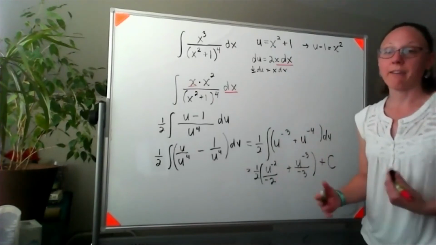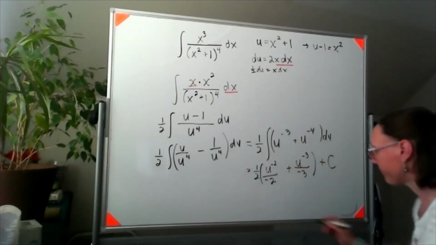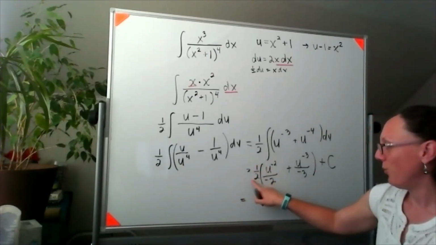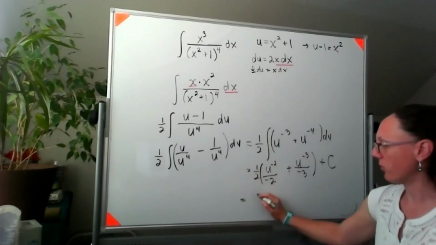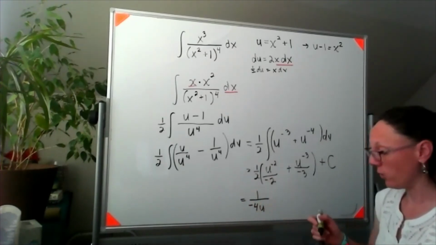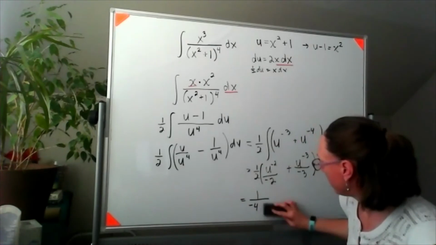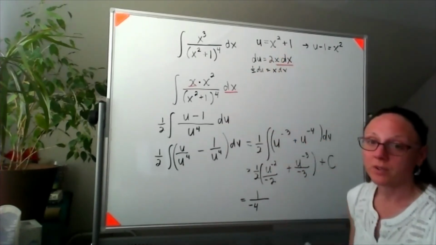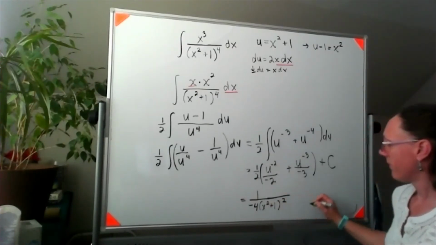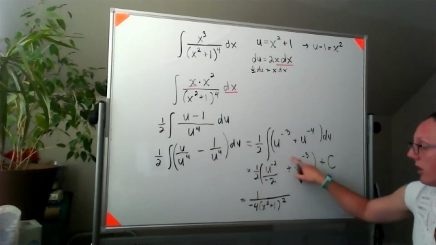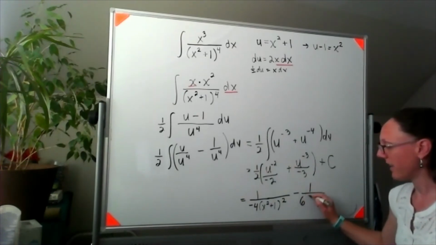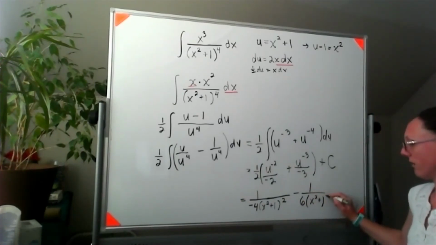And then don't get all this way and forget to plug your x's back in, because we want to make sure that we get all our points. So that 1/2 times -2, I'd have 1 over -4 u squared, but our u is x squared plus 1. The 1/2 times the 1 over -3 would give me -1 over 6 times x squared plus 1 to the 3rd.